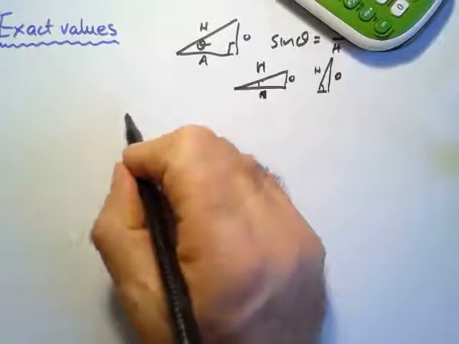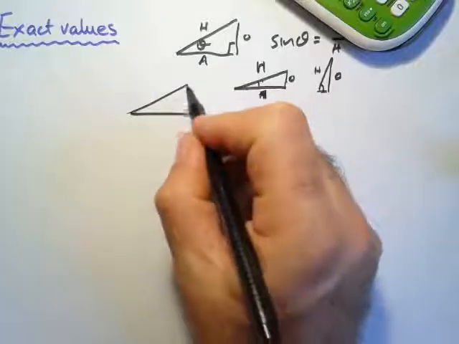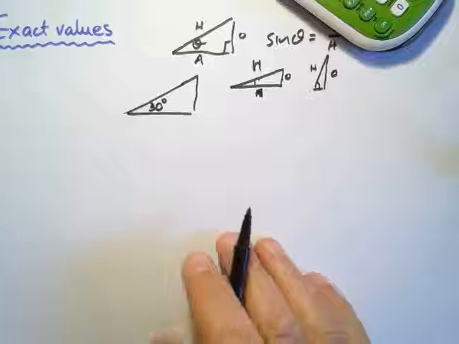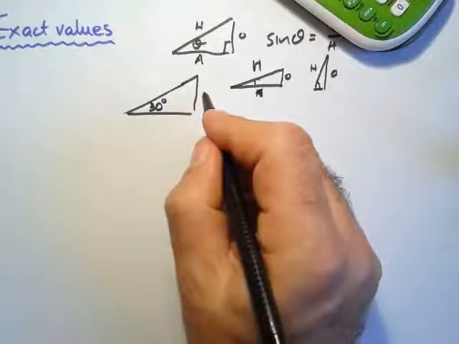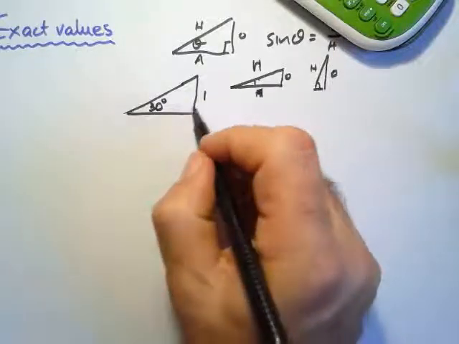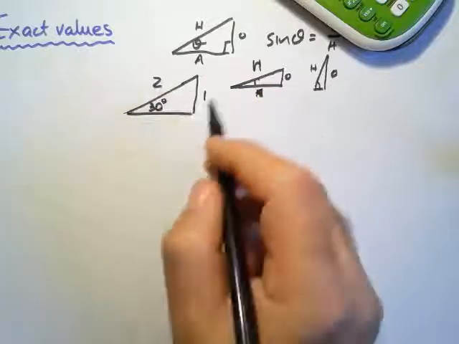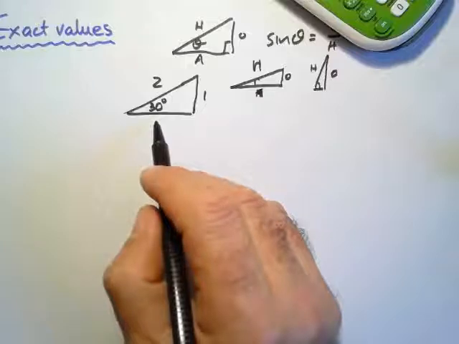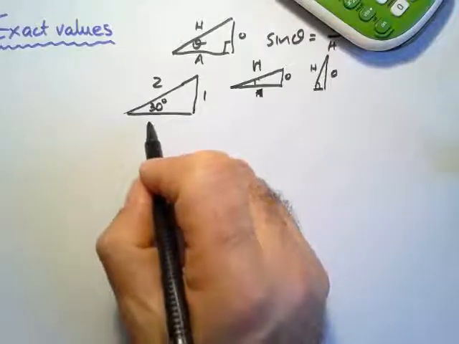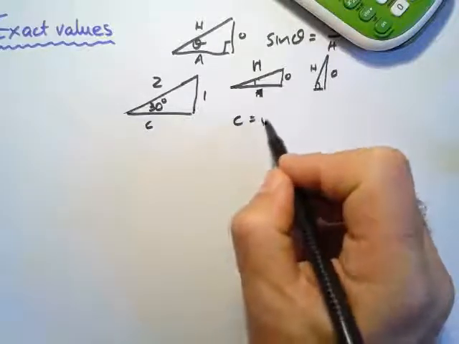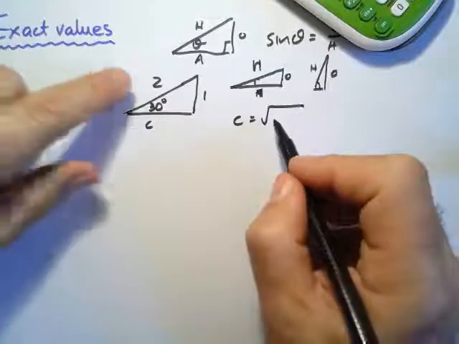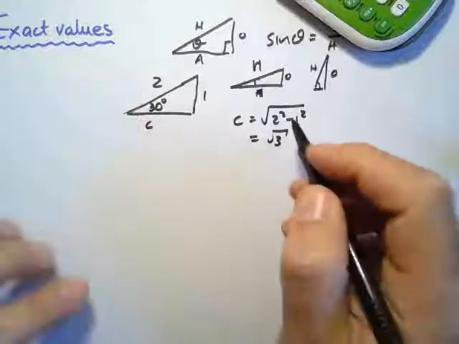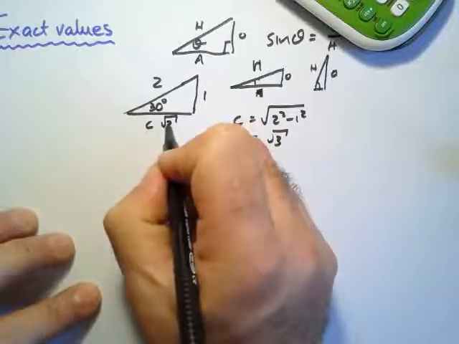We said when this angle was 30 degrees, the sine was opposite over hypotenuse, which is 1 over 2, a half. That means I've got two sides of a triangle, and I could then use Pythagoras to say C equals the square root of 2 squared minus 1 squared, which is the square root of 3.